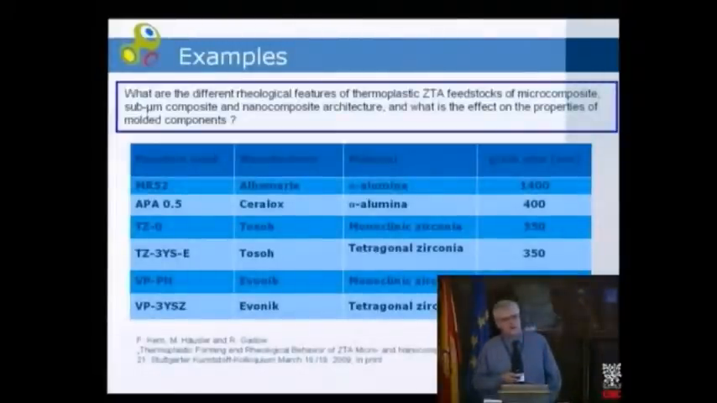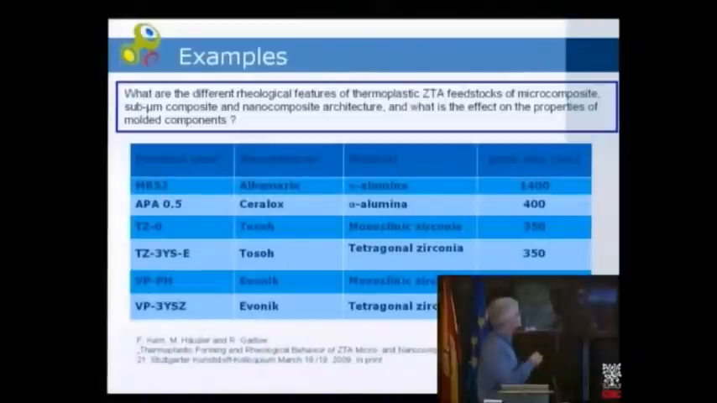So I just give you some examples about microcomposite feedstocks and submicron composite feedstocks, and also submicron nanocomposite feedstocks. The powders we used were a 1.4 micron standard alumina or broken alumina, not a very pleasant material, but a very cheap material. Then a high-end submicron powder with 400 nanometers, and the two state-of-the-art submicron powders produced by Tozo with secondary particle size of 350 nanometers.